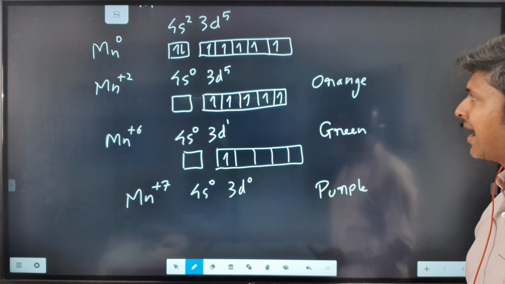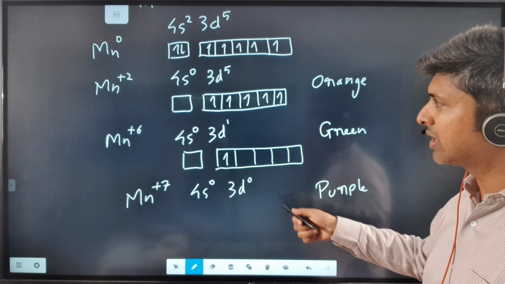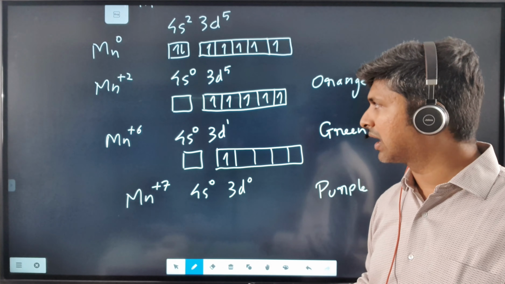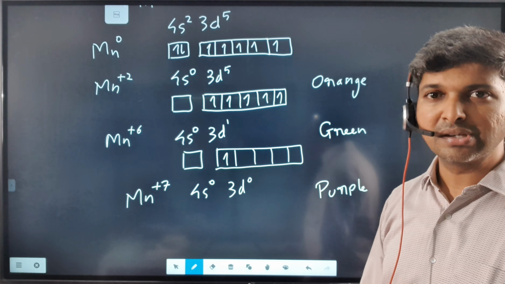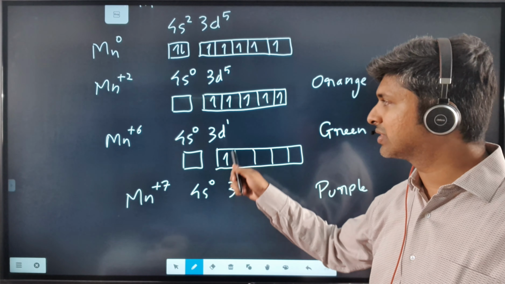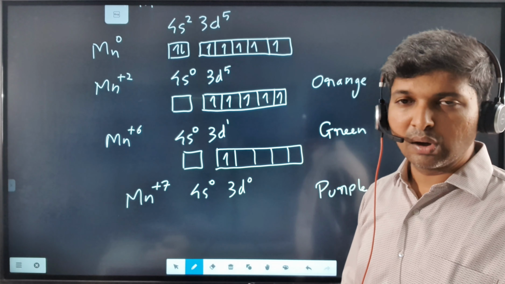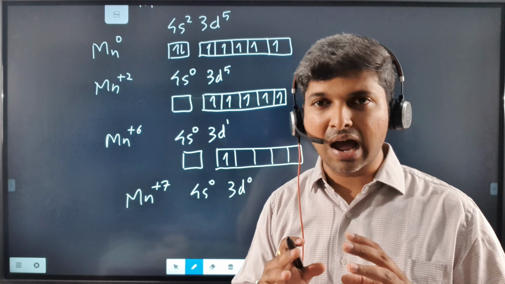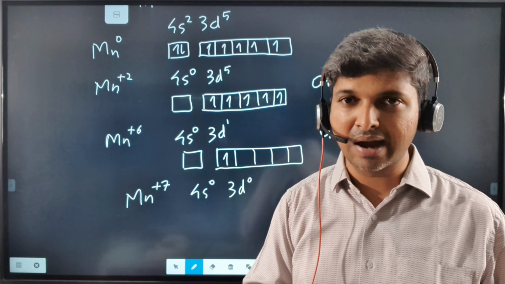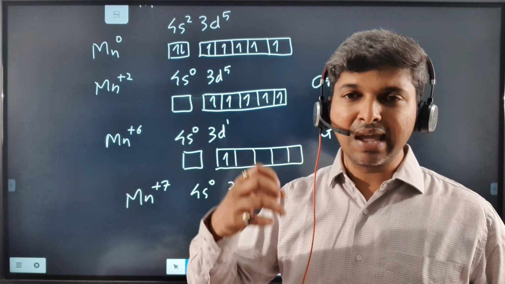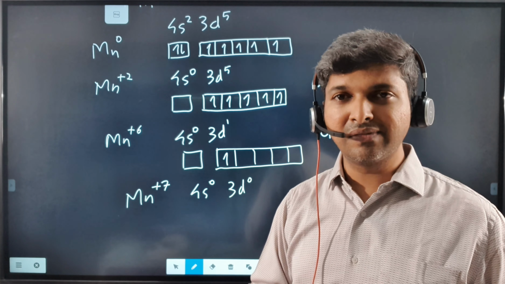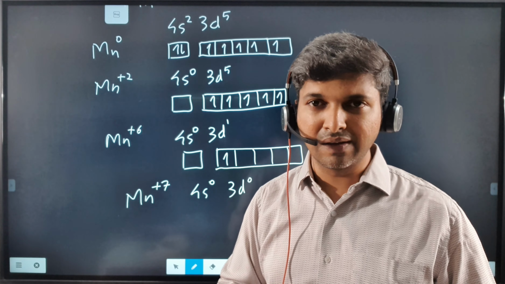So let us see why Mn is changing color. The change in color is because of the change in the number of electrons. So electrons are responsible, right? Unpaired electrons, especially those present in the d orbital, are responsible for color because these electrons absorb a certain wavelength of light and emit a certain wavelength of light.